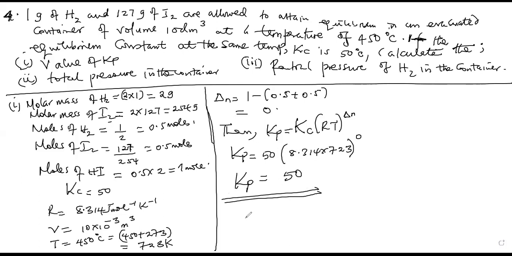Then from here, they need us to get the total pressure in the container. How do we get total pressure in the container? We have to write the equation and proceed from there. So part 2, we have hydrogen plus iodine to give us hydrogen iodide.